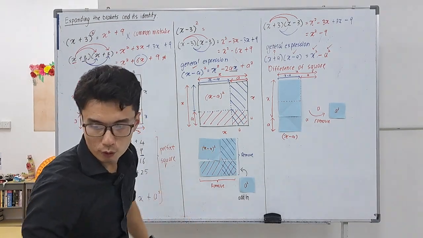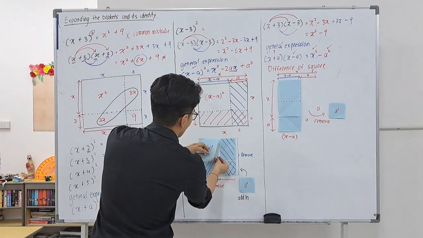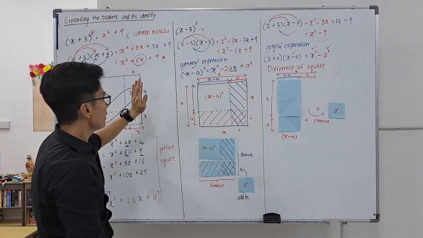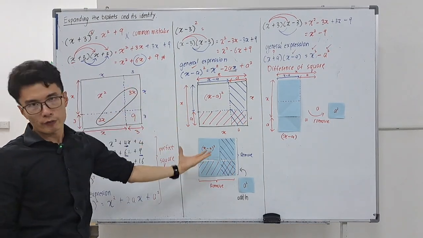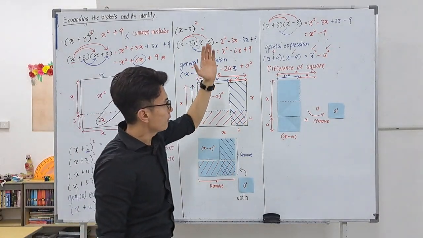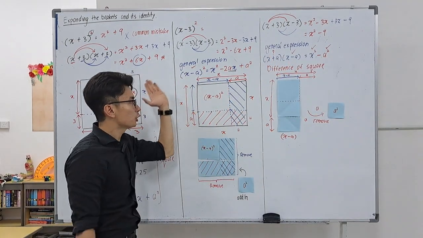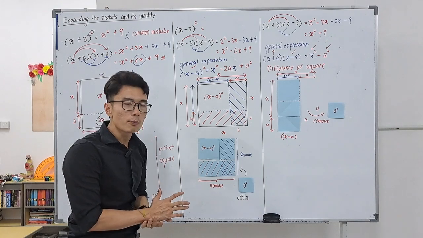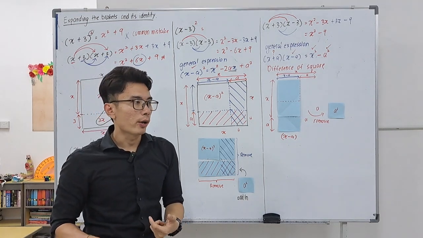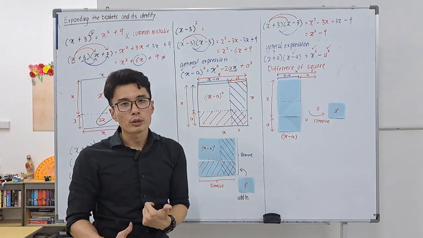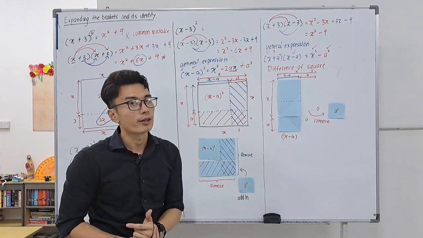That's the proof of all these three identities over here. Two of these are perfect squares, and this guy over here is the difference of squares. And these are the three identities. It's going to be very important when we are expanding or when you are doing questions related to factorizing.